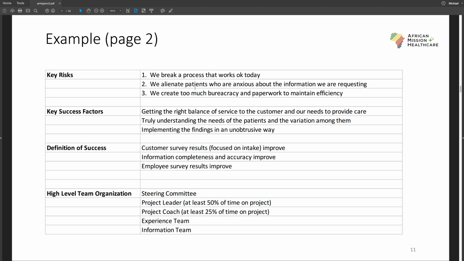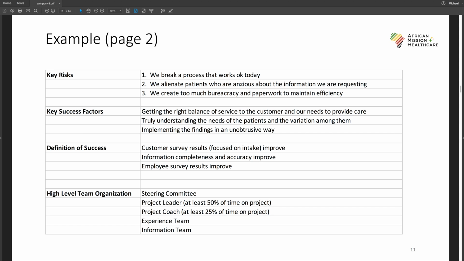Key risks, though, would be that we break a process that works okay today. Oftentimes there are unintended consequences. We don't intend to break it, but by fixing something, we actually end up creating more problems. Lots of examples of that.